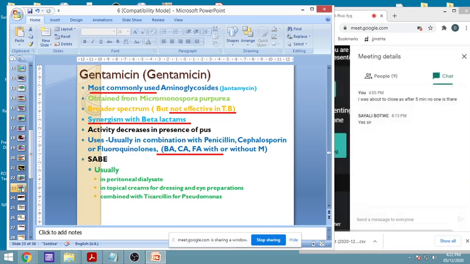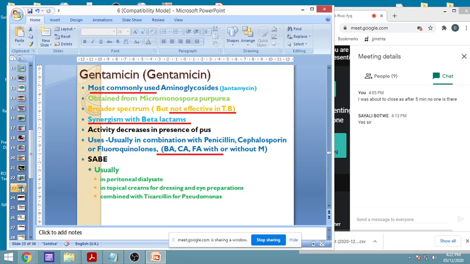Here also, activity decreases in the presence of pus. It is usually used in combination with penicillin, cephalosporin or fluoroquinolones, with or without, like ampicillin, vacampicillin, etc. So it can be used with these. Then they are usually used in peritoneal dialysis.